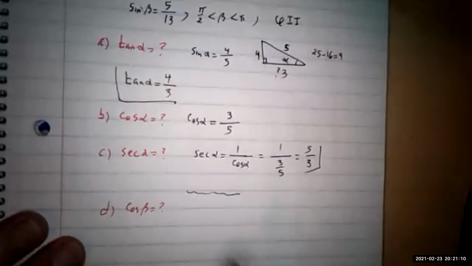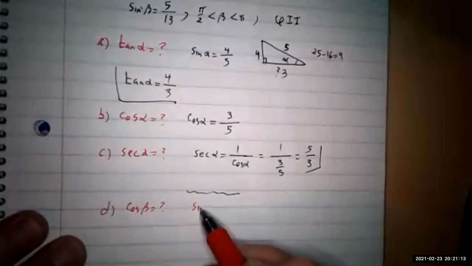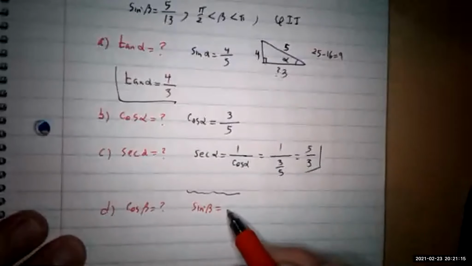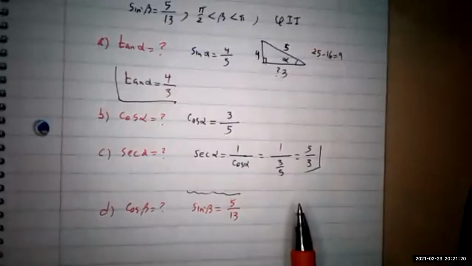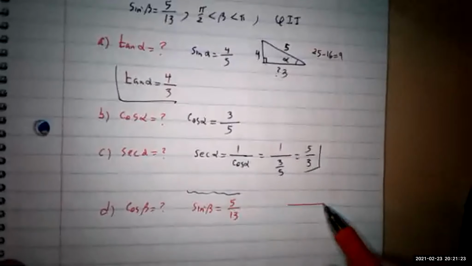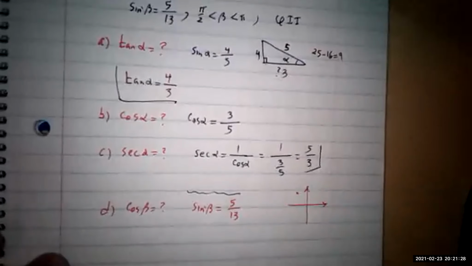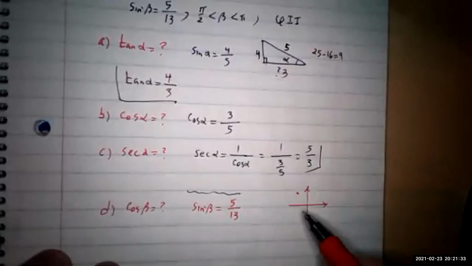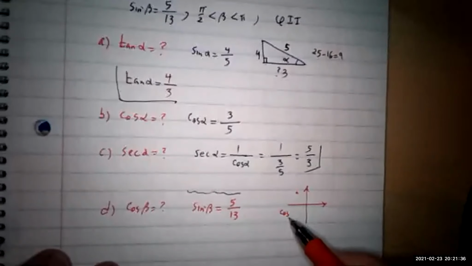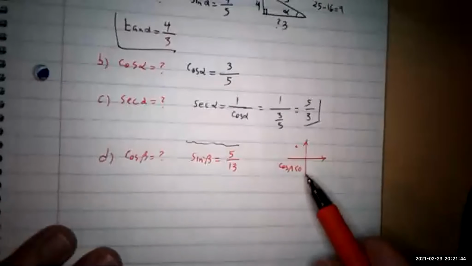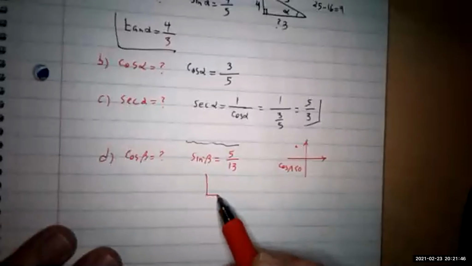Now we have to take care of the beta. What we have is the sine of the beta is equal to 5 over 13. You've got to be careful, and this is in the second quadrant. When you are here, only sine is positive, so cosine is negative. You can use the right triangle version when you want to do it, but use that negative sign.